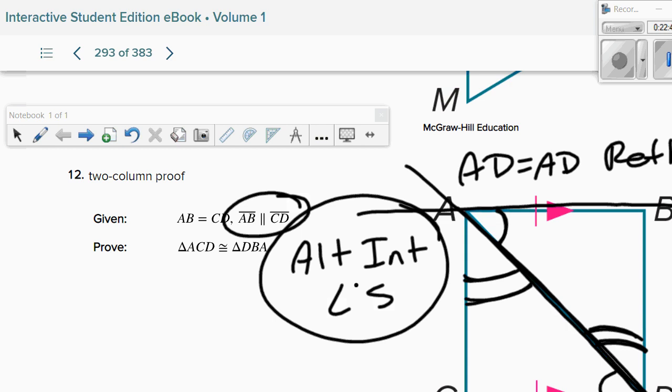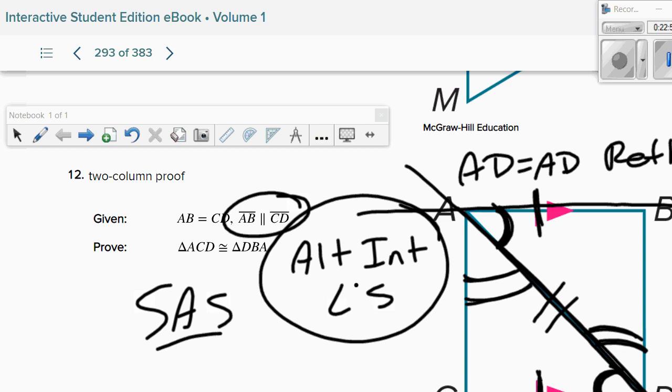In this case, it would be SAS, because these are congruent. We proved by reflection, and they told us these sides were congruent. We use alternate interior angles to say that these angles are equal. That's where you get side angle side.